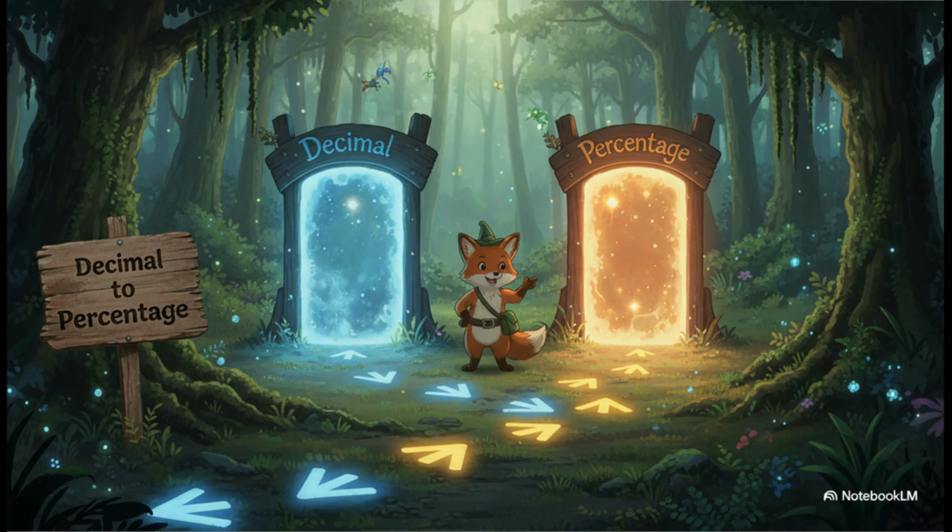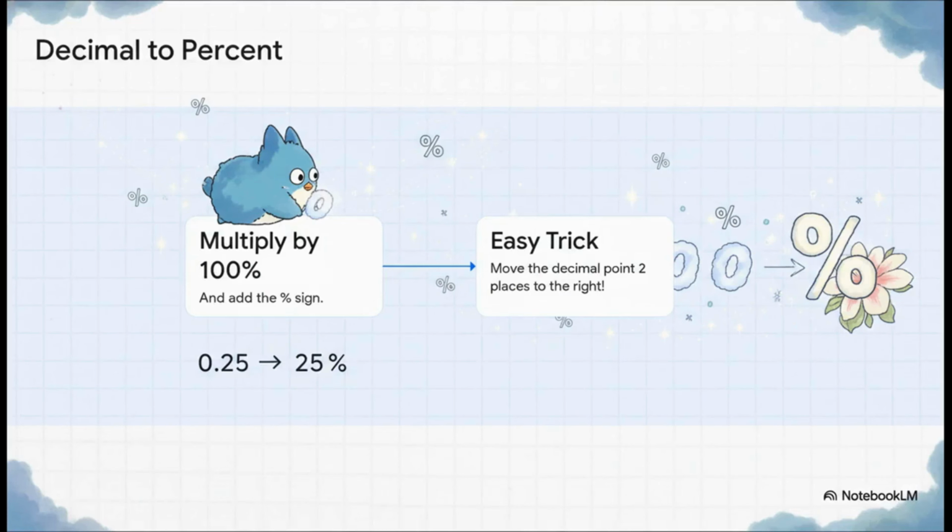What if we want to go back? Let's grab our next tool and figure out how to go from a decimal back to a percentage. And here's a little hint. It's the exact opposite of what we just did. To go from a decimal to a percent, you just multiply by 100. And yep, you guessed the easy trick. Just move that decimal point 2 places to the right this time. So if you have 0.25, you hop to the right, and it becomes 25%. See? It makes perfect sense.